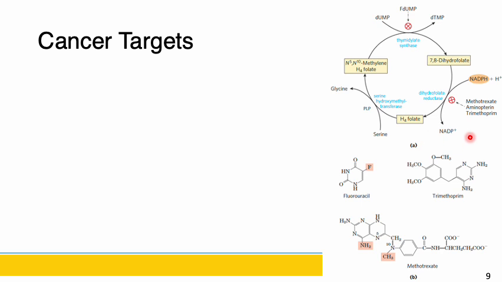But if we look down at this molecule over here, fluorouracil and methotrexate, they're important chemotherapeutic agents. So in cells, fluorouracil is converted to FdUMP, which inhibits the thymidylate synthase over here. And then you have methotrexate, a structural analog of tetrahydrofolate, which inhibits dihydrofolate reductase, this one over here.